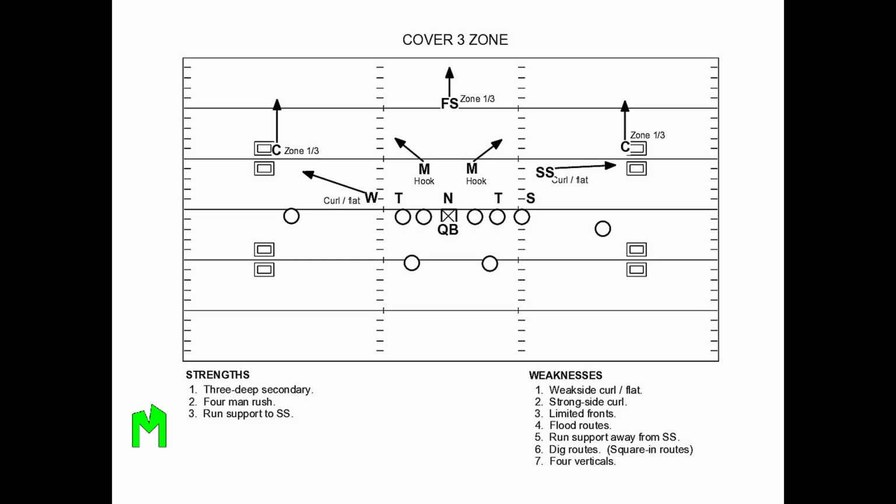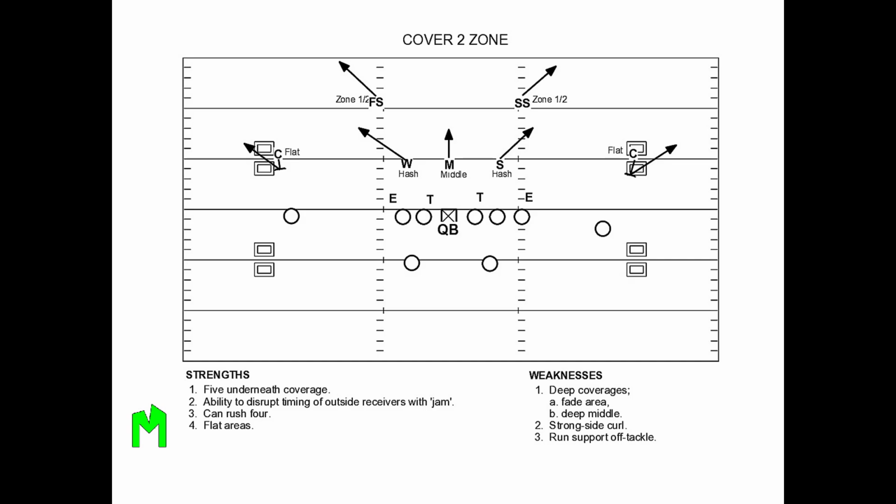Cover 3 zone is built around 3 defenders covering deep thirds of the field, supported by underneath defenders handling curl and flat zones. Its strength lies in solid deep coverage and a 4-man rush, but it struggles against certain routes like flood concepts and digs, especially away from the strong safety's run support.